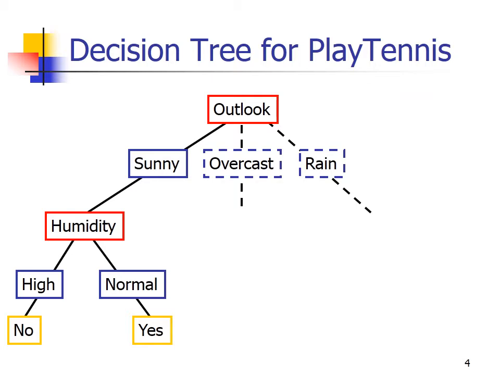In this figure, the pink rectangles are the attributes. The ones in blue are the values for these attributes. For example, outlook can take on 3 values: sunny, overcast, rain. Similarly, humidity can take on 2 values: high and normal. And the ones in yellow, that is no and yes, are the classification or categorization. Here it is a Boolean value. You have only 2 values, either yes or no.